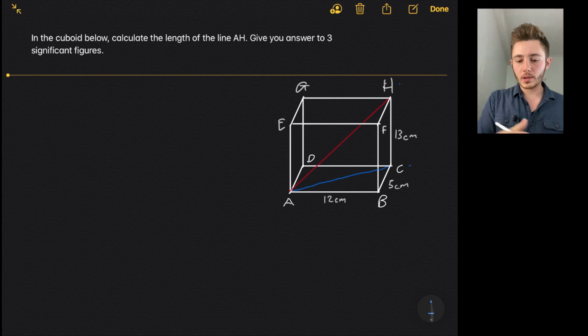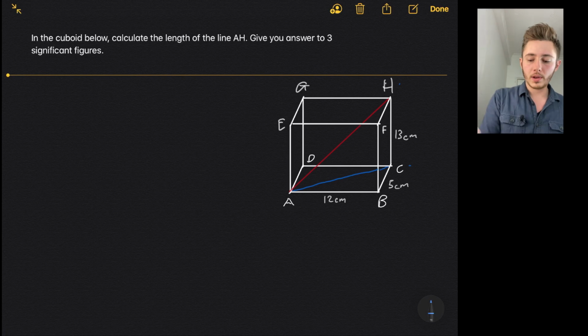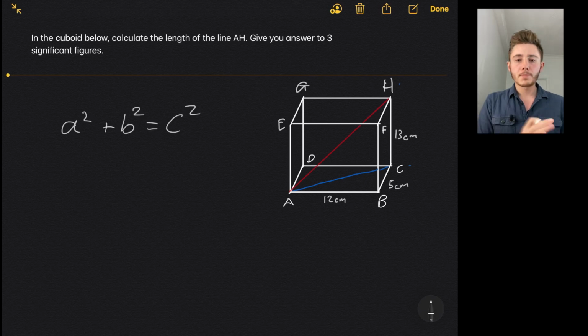So what we're going to do is use Pythagoras to find the length AC. We know Pythagoras' theorem is given by a squared plus b squared equals c squared. Now, this is a major tip that doesn't just apply to this topic, it applies to all topics. Use the letters they've given you in the diagram and substitute those in before you substitute the numbers. This will really reduce the number of mistakes you make.